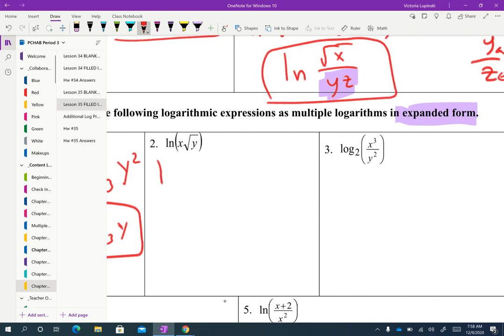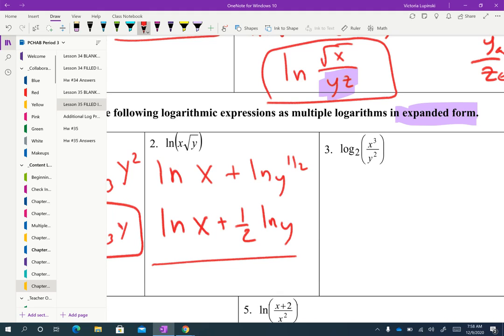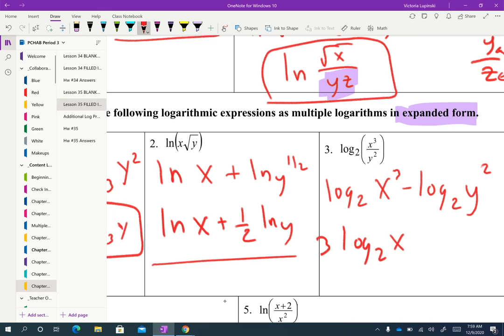For number 2, you're going to go ahead and start by breaking this up into the ln of x plus the ln of y to the 1/2. Remember, that's the same as the square root. Final answer, ln of x plus, bring down the 1/2, ln of y. For number 3, take the division and turn it into a subtraction. So log base 2 of x cubed minus log base 2 of y squared, bring down the 3, log base 2 of x, bring down the 2, log base 2 of y.